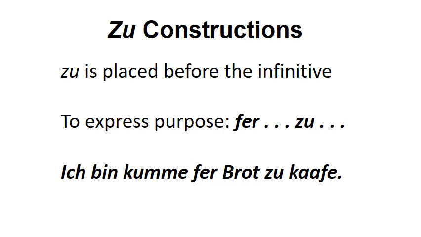So if you were to translate this very literally word for word, it would be I am come for bread to buy. And that's how you express purpose. For something to something. Fa Brot zu kaufen. For bread to buy, i.e. to buy bread. Ich bin gekommen, Brot zu kaufen.